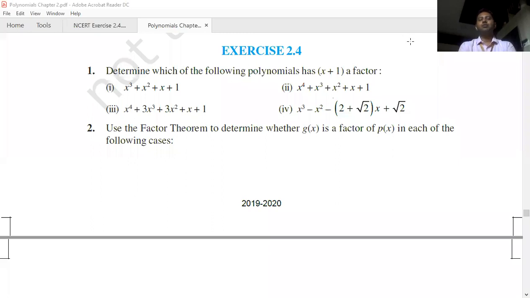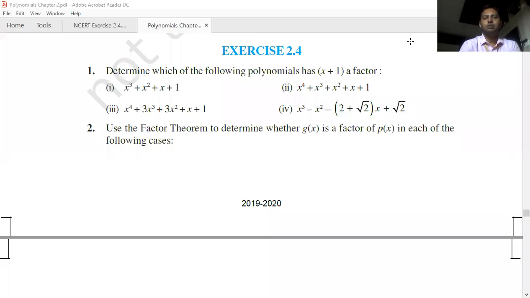So just have a look at the first question. Determine which of the following polynomials has x plus 1 as a factor. So we look at the factor theorem: if we are dividing the polynomial by x plus 1, we can apply the factor theorem here. That is, we can substitute the value of x as minus 1. If we substitute x as minus 1 in the first question, it will be minus 1 cube plus minus 1 square minus 1 plus 1.